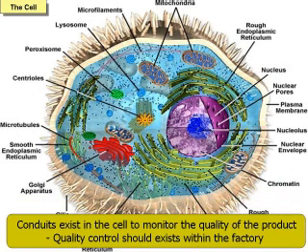Also in the cell, we found conduits in the cell skeleton through which only products with optimal specifications can pass. So the conduits exist in the cell to monitor the quality of the product. So quality control should exist within a factory. So in the cell there is a quality control. So the Almighty teaches us that in factories there should be a quality department which monitors the products. So we see how, upon reflecting on the cell, we can learn optimal specifications in industrial engineering.